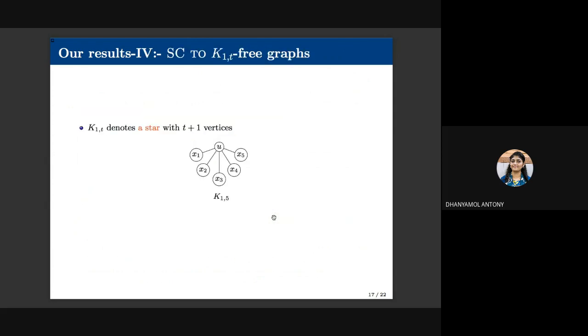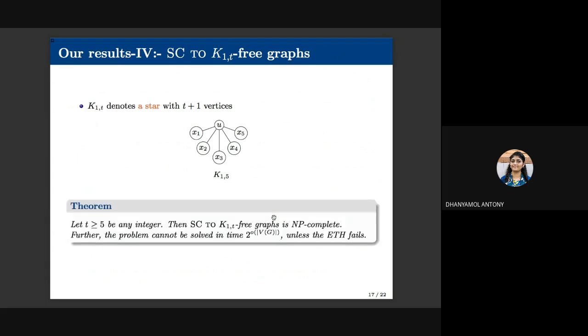Now move to our next result, SC2 K1T free graphs, where K1T denotes a star graph with T+1 vertices. For example, a K15 is as shown in the figure. And we have this theorem. Let T greater than or equal to 5 be any integer, then SC2 K1T free graphs is NP complete. Further, the problem cannot be solved in sub-exponential time unless ETH fails.